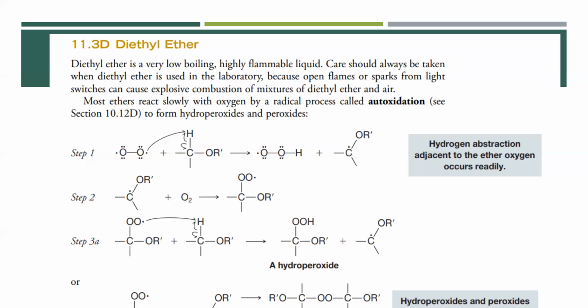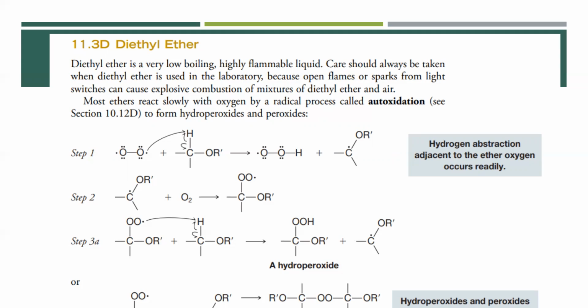Another important product is diethyl ether. Diethyl ether is a very low boiling, highly flammable liquid. Care should also be taken when diethyl ether is used in the laboratory, because open flames or sparks can cause explosive combustion of mixtures of diethyl ether and air. So whenever you're using diethyl ether, even other ethers, in the lab, you have to be careful because it is flammable. When there's an open flame around, make sure that you cover your ether so that it wouldn't catch fire. It's very flammable. Most ethers react with oxygen in a radical process called auto-oxidation.